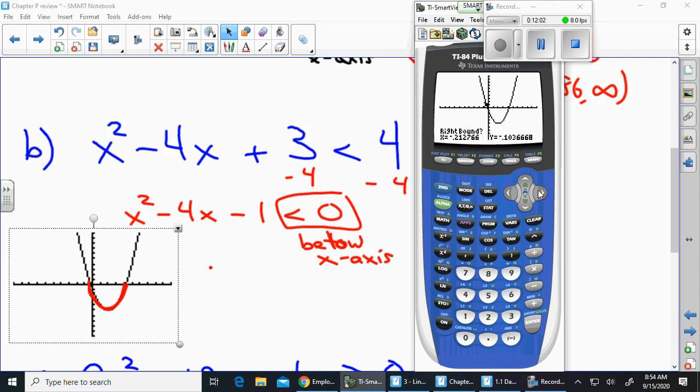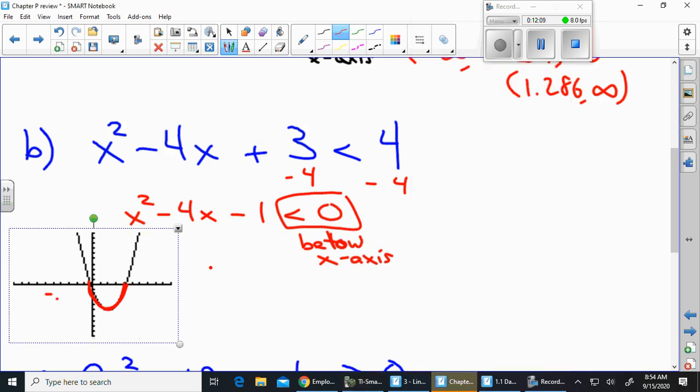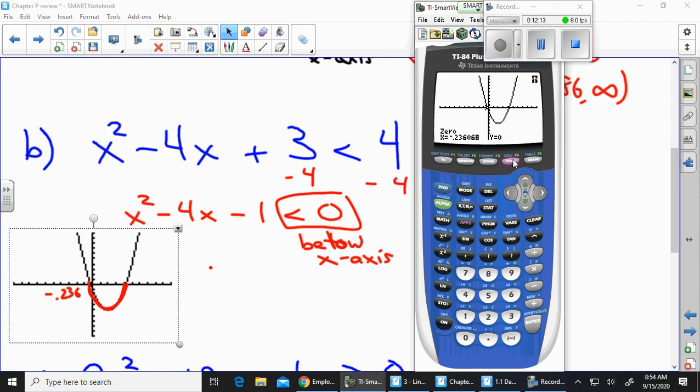Left bound, right bound. That's -0.236. The other one is, and remember, on a graphing calculator, if it says 1e-12, that's 0. So that's 4.236.